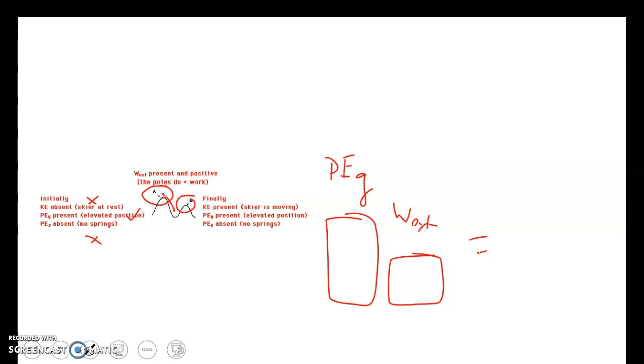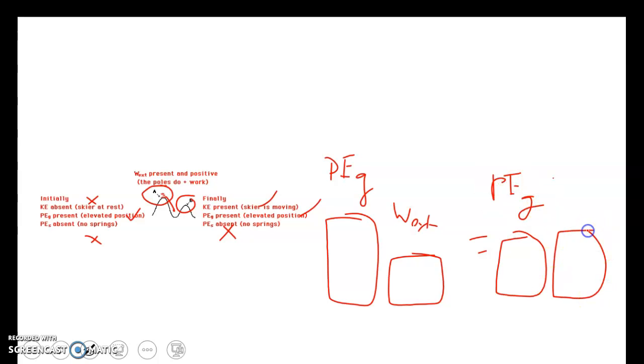Now, finally, when it goes from A to B, the skier is moving, so there's kinetic. There's a little bit of elevated position due to the height of the hill. There's no springs present. So we know that there's potential afterwards and kinetic afterwards. Right? So let's say this is 4 blocks high, or 3 blocks high, and this is 1 block high. So it's 3 and 1. We know that these will have to equal 4 because we want 4 and 4. So we want everything to be equal at the end.